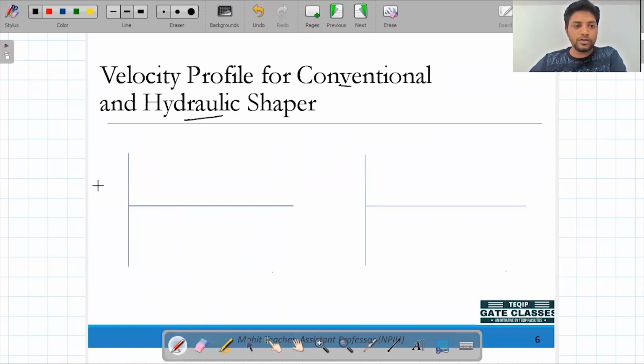Next, this is the cutting velocity toward this side, and this is positive and this is negative. Okay, this is time. This is positive and negative. This is velocity. Okay, this is zero.